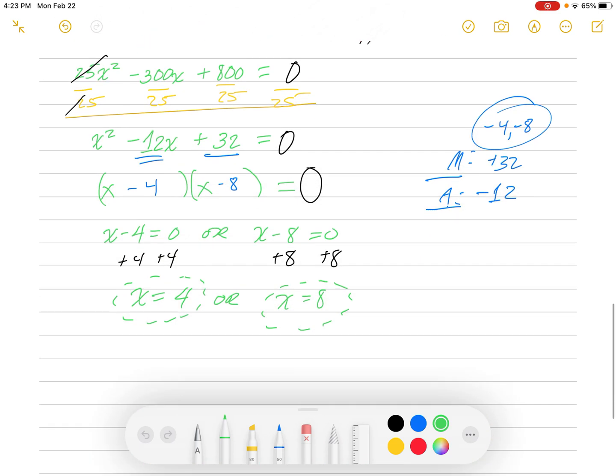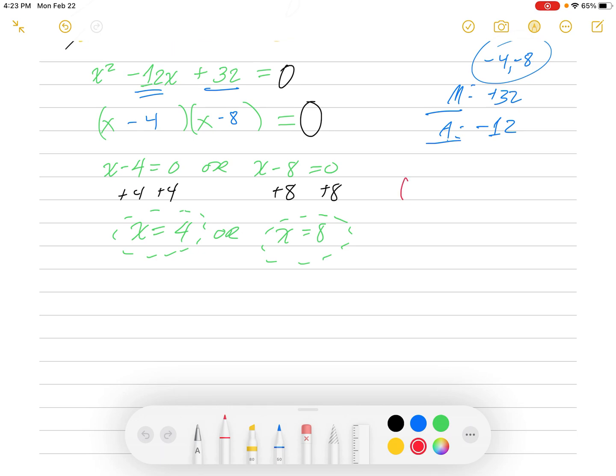So here's my original equation. Okay, so let's check. Check 4. So we're going to have, let's see, square root of... no, back it up some. Square root of 6 times blank plus 1 minus square root of blank minus 4 equals 5.